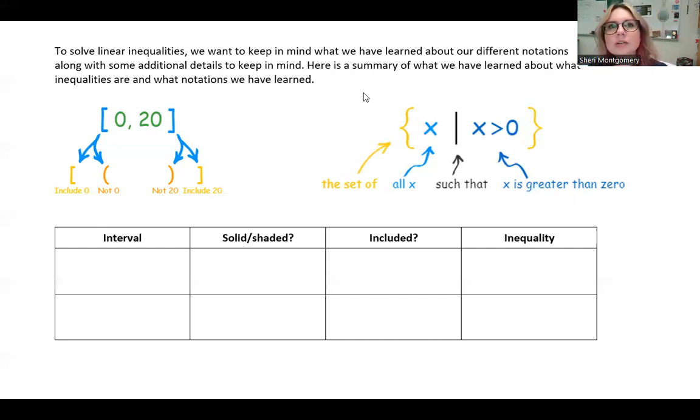First, I want to review some of these things that are up on the board. To solve linear inequalities, we want to keep in mind some of the things that we've already learned. So here, this is how we show an interval. And when we have brackets, it means that we do include whatever point that is. And when we have parentheses, it's like that circle. And if you break it apart, that open circle looks like parentheses. Also, down at the bottom it says all the words: the set of all x's such that x is greater than 0.